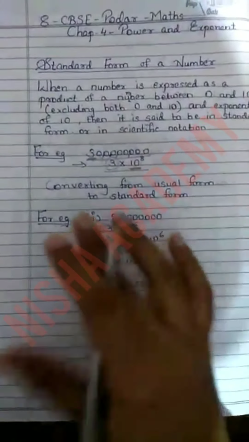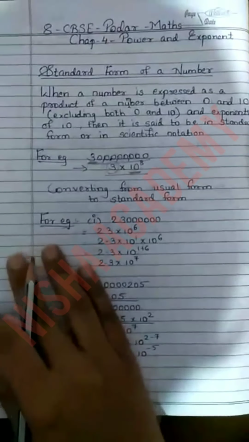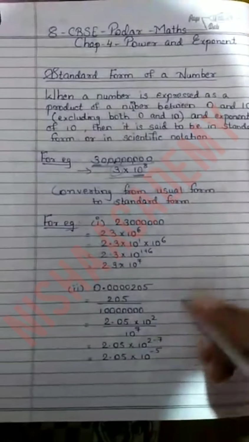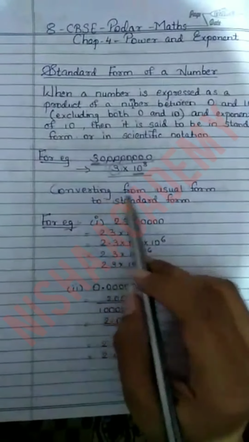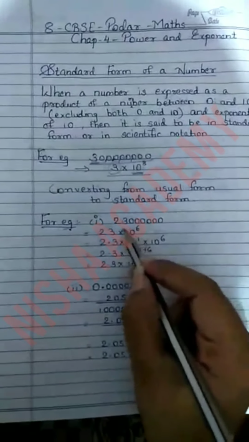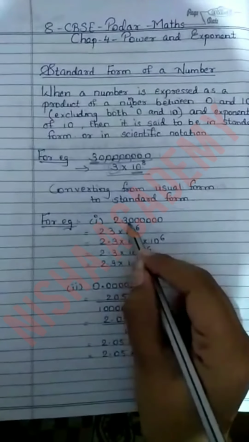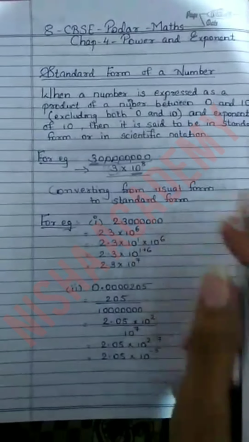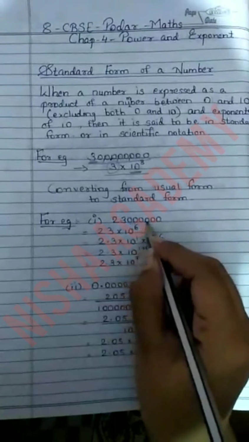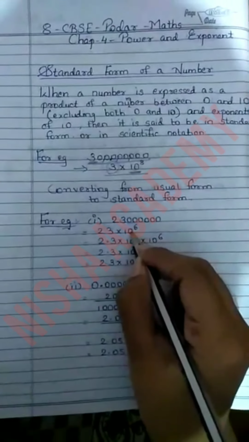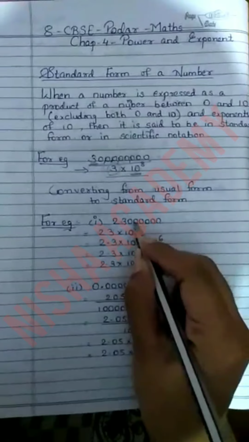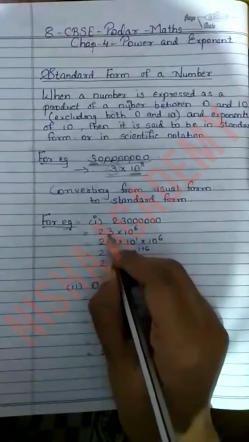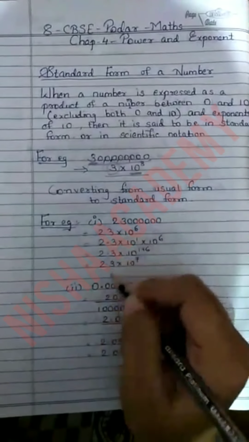Now you would be asked questions of converting from usual form to standard form and from standard form to usual form. First we'll start with converting from usual form to standard form. Here you have been given 23 followed by 6 zeros. This is in usual form. How will we write it in standard form? First step: the number of zeros is written as the exponent, so 10 raised to 6. The numeric number is written as it is, 23 into 10 raised to 6.